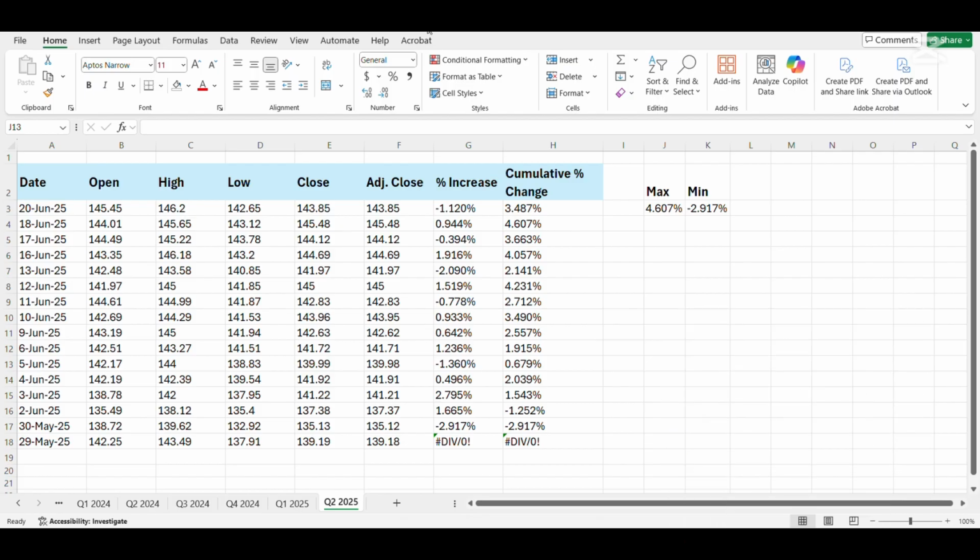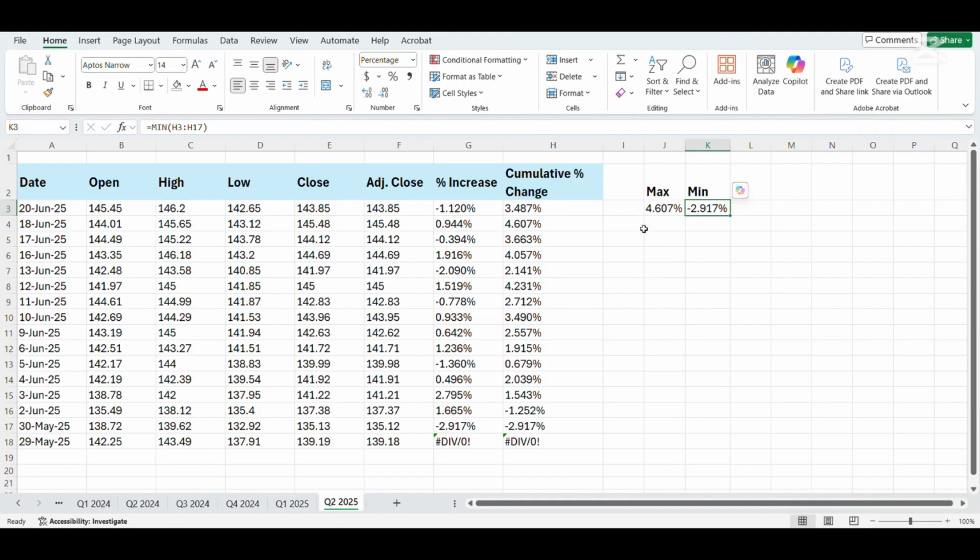Now, let's get started. On your screen, you see this table. I'm trying to capture the cumulative percentage change for NVIDIA in this quarter after the earnings and also the previous quarter. As you see, I have different tabs here. In this quarter after earnings, the cumulative percentage change so far is 3.48% at this point. It's starting from 29th May through 20th June. The maximum cumulative percentage change after the latest earnings is 4.60% and the minimum is 2.9%.